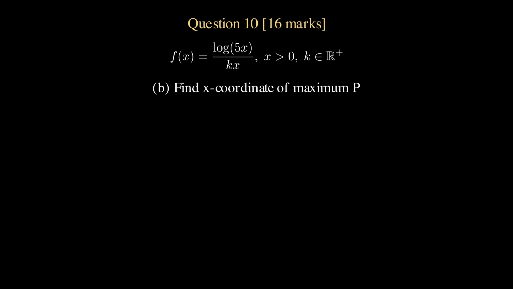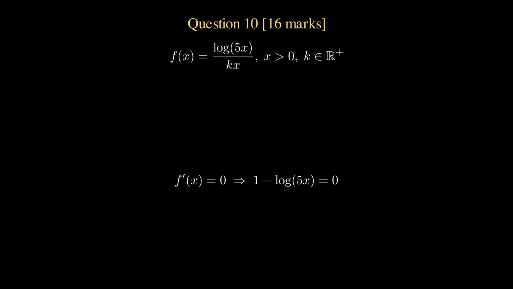Part B. The graph has exactly one maximum point P. Find its x-coordinate. Setting the derivative to 0, 1 minus log 5x equals 0. Therefore log 5x equals 1. So x equals e over 5.